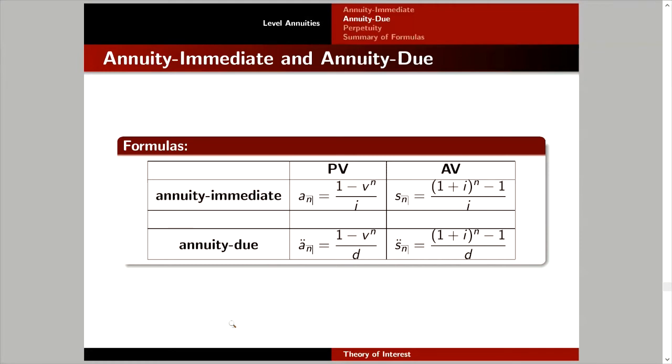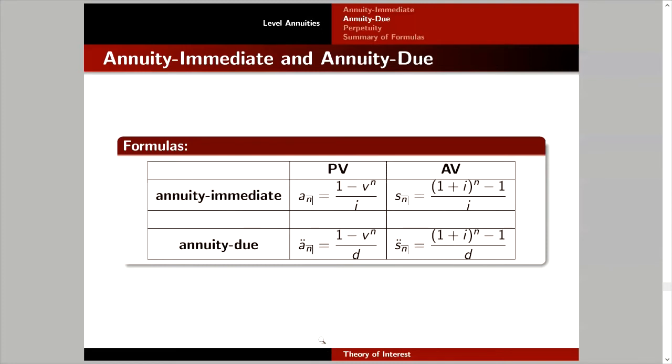Okay. To compare annuity immediate and annuity due, let's have this table. Annuity immediate payments are made at the end of each period. Annuity due payments are made at the beginning of each period. And then you compare the formulas in getting their present values, and of course the formulas in getting their accumulated values.